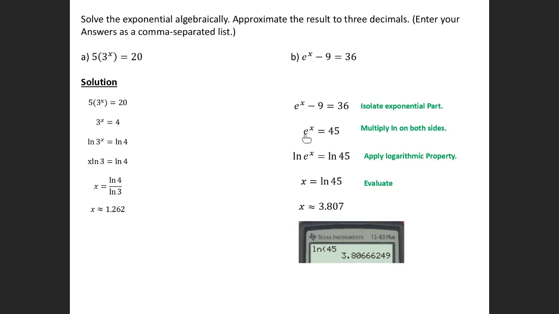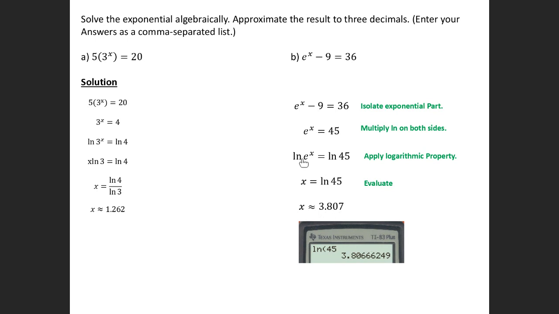And then in order to bring the x to the front, I'm going to multiply by natural log on both sides. And then I can use the power rule. So the x comes to the front. Natural log and e become a 1, right? So if you bring the x to the front, then natural log of e is 1. 1 times x is x. And then we have natural log of 45. So x is approximately 3.807.